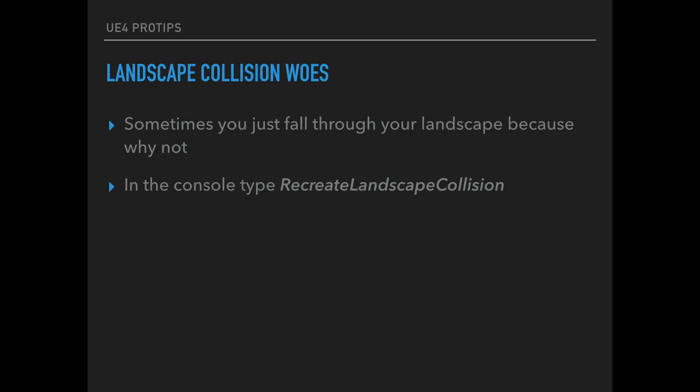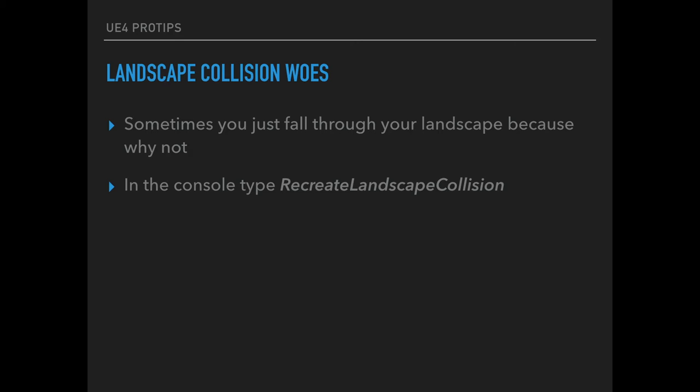But if you ever find yourself in a scenario where your guy just falls through the world, there's two ways to fix it. The easiest way is in the editor. If you hit the tilde key, you get a little console, just like in the runtime, if you hit the tilde key or the back tick, I guess it is, right? If you just hit the key next to the one on the keyboard, it pulls up a little console. If you type recreate landscape collision into that box, it regenerates your landscape collision, and you will not fall through the world, at least for that play session.